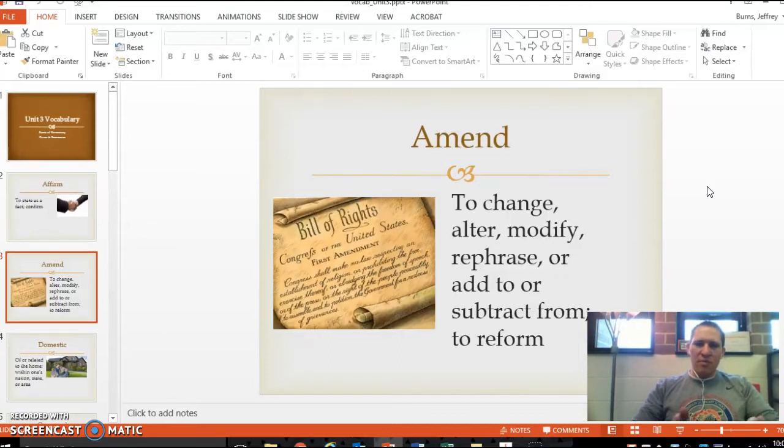All right. Amend is the second word. You might know the word amendment. Amend is the verb, amendment being the noun. And any of these things, to reform, to change, modify, add to something, take away from something. It's basically what we're using it for. To amend the Constitution means to make a change to it. So they would add an amendment, and that would make a change. That could cancel another amendment, that could tweak another amendment, that could be something completely different.